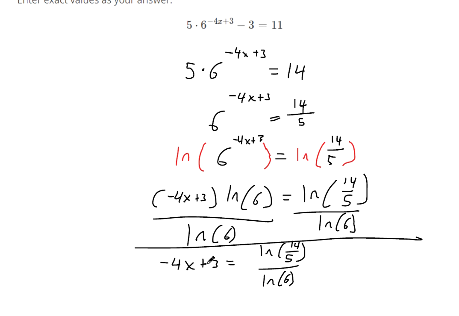Okay, now it's just quick algebra. Subtract 3 from both sides, divide both sides by negative 4. So x is going to be this crazy fraction, subtracted by 3, and then everything is being divided by negative 4. So if you type that in, Newton should be okay with that.